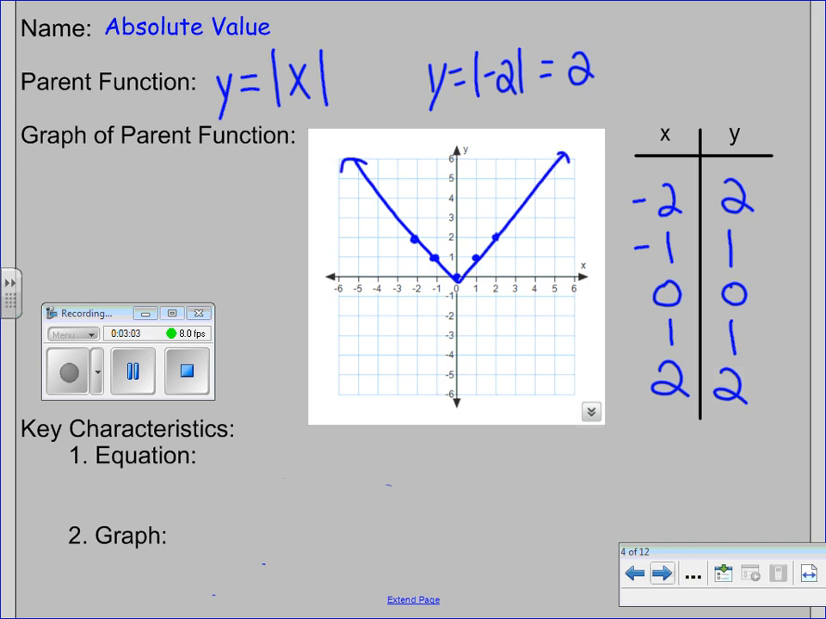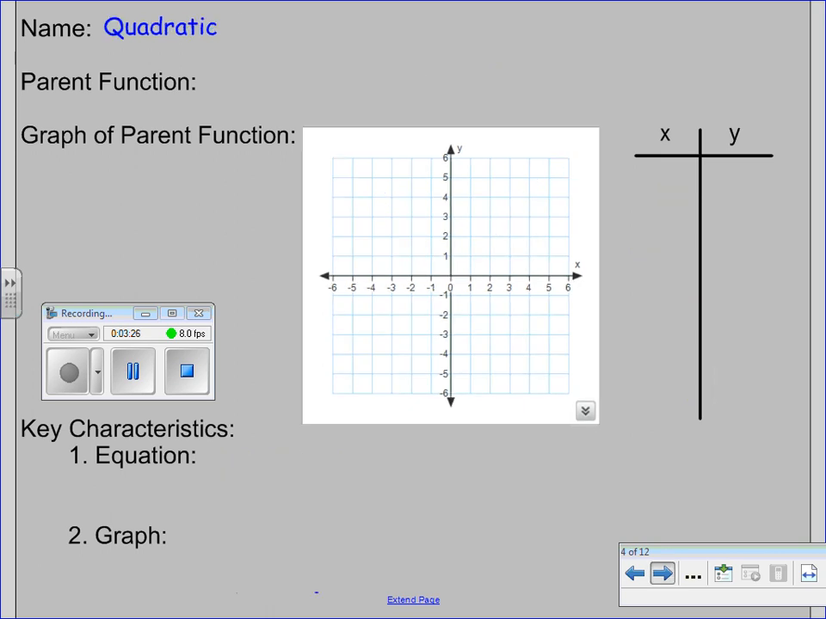So how are we going to recognize our equation? It has to have the absolute value bars. That's me being lazy and just putting the bar symbol there, but it has to have absolute value bars. If it doesn't, it's not an absolute value function. Our graph should be V-shaped. Our next function that we're going to look at is our quadratic function.